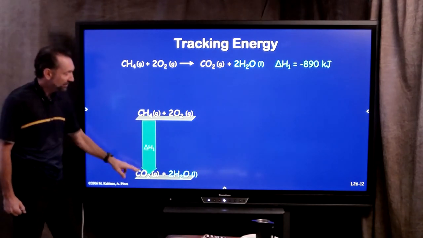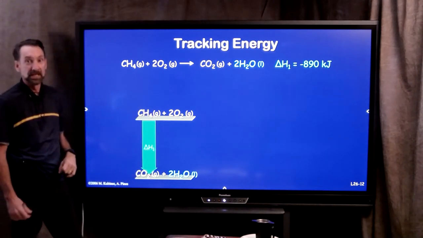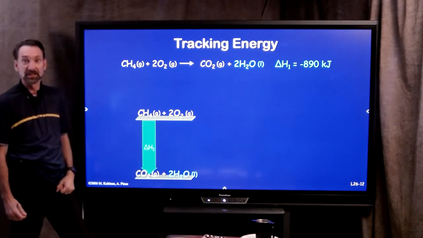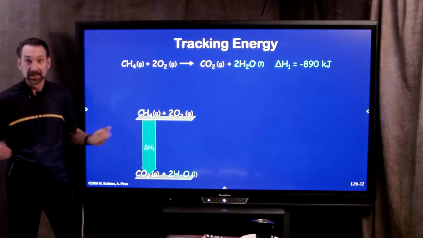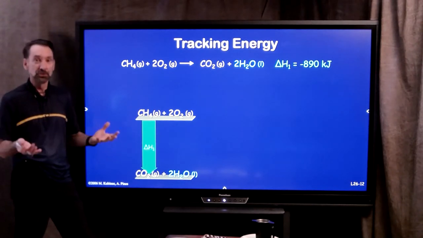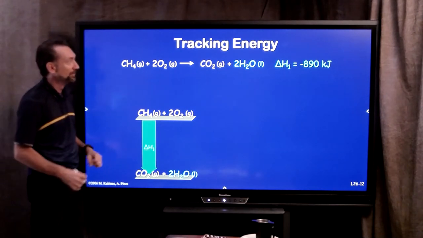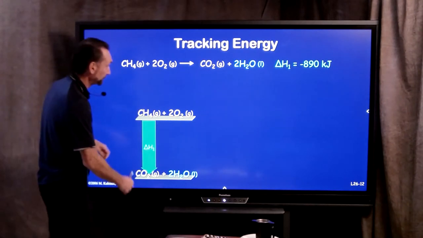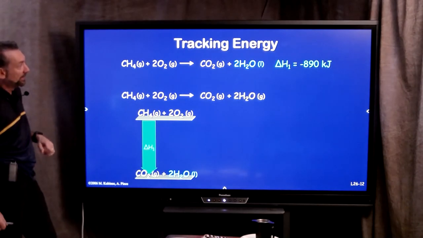So delta H has a magnitude, the difference between those two, and it has a sign, negative if you're reducing energy in the system, and positive if you're increasing energy in the system. And that's kind of intuitive. Negative heat flows reduce the energy. Positive heat flows increase the energy. So let's look at some of the other aspects of this reaction.